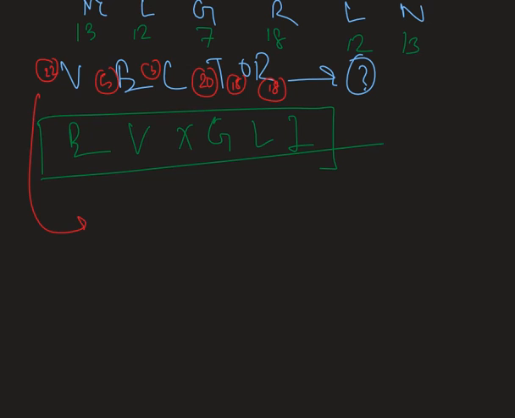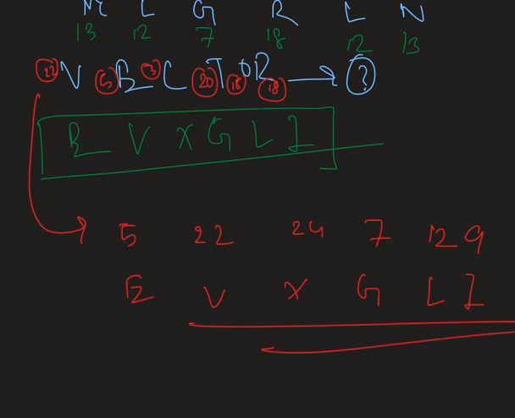Therefore, we just need to find the letters corresponding to the numbers 5, 22, 24, 7, 12, 9. As we can see, if we add 5 to 22 we get 27, and if we add 3 to 24 we get 27, and so on. So it is very obvious that it is EVXGLI. So this is our required answer.